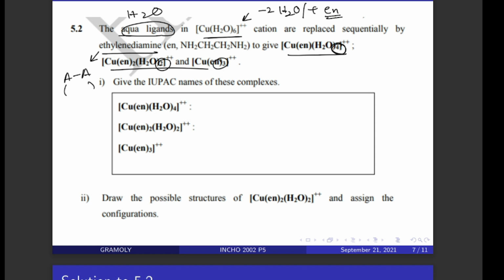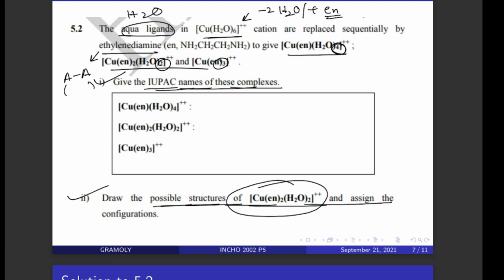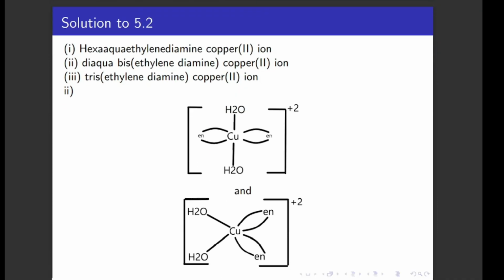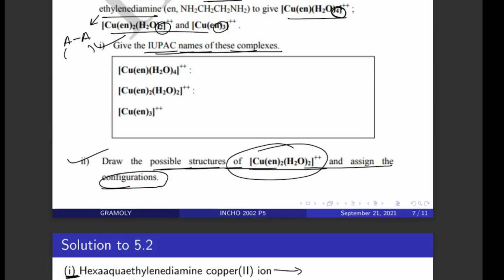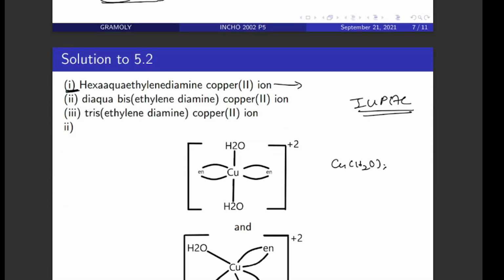We have to give the IUPAC names of these complexes. In the second phase, we have to comment on the various structures possible for this molecule and assign its configuration. So let's proceed to the solutions. First of all, the IUPAC name is quite trivial, and most of us know it. Still, I would explain one example: [Cu(H2O)4(en)]2+.